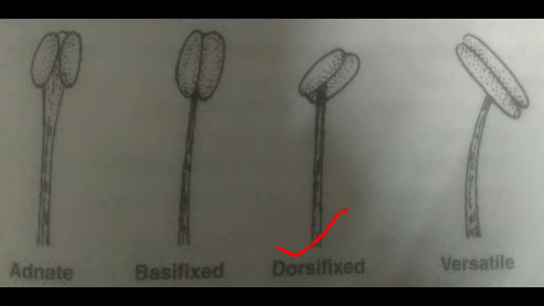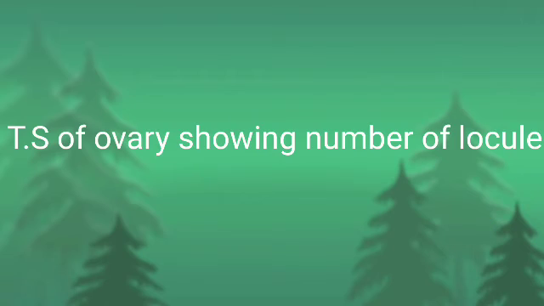Third one is when filament is inserted at the back of the anther and it cannot be moved. That is dorsifixed. Dorsi means back side. Okay, so it is attached to the back side of the anther and cannot be moved. Last is versatile. It is similar to dorsifixed but can move. It is mostly seen in wheat, grasses, etc.